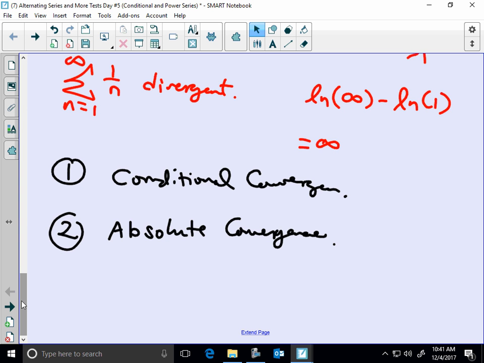Now here's the cool thing. If you test the absolute value of the alternating series first, and it's convergent, the alternating series will also be convergent. So you always want to test the absolute value series first. If it converges, then you know both do. If it doesn't, then you want to test the alternating series to see if it's conditionally convergent or not, because it's possible that both could be divergent. Let's pause there for a moment.